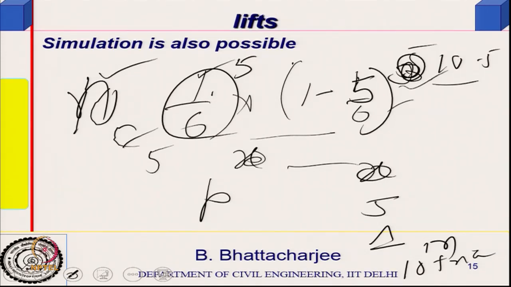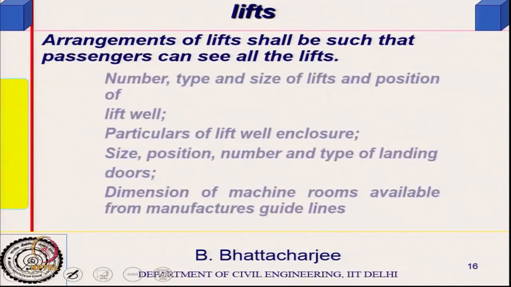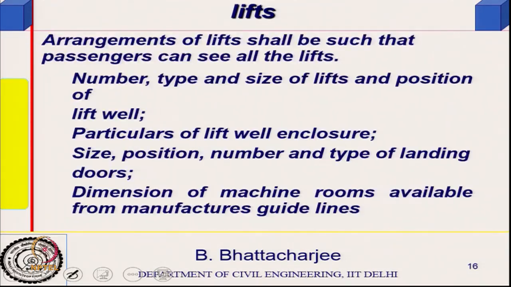So when n tends to infinity and p tends to be small, this can be approximated to Poisson's distribution.